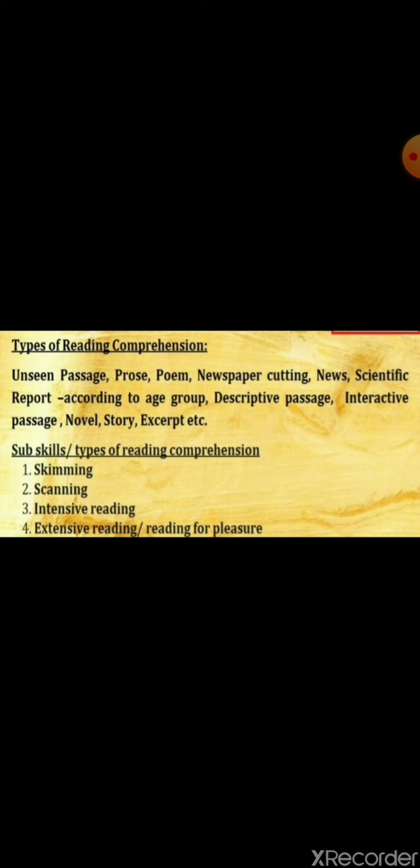Now, sub skills, types of reading comprehension. First is skimming. Skimming is known as the surface reading. Scanning, reading from the core. Intensive reading, extensive reading, that you people understand. And reading for the pleasure. Reading for the pleasure, that is newspaper reading. And if you are very good in reading, then only you can enjoy. Otherwise, you will feel bored. So, we need to focus over skimming, scanning, intensive and extensive reading.